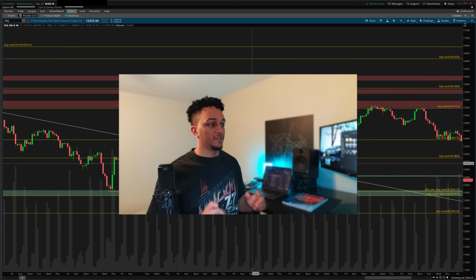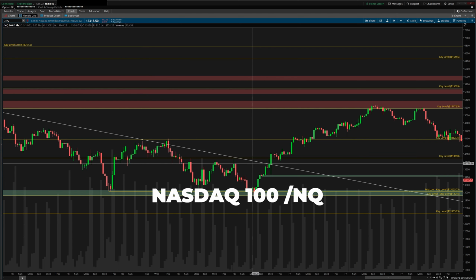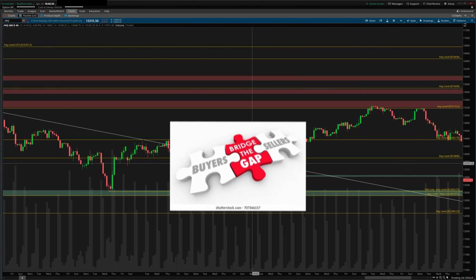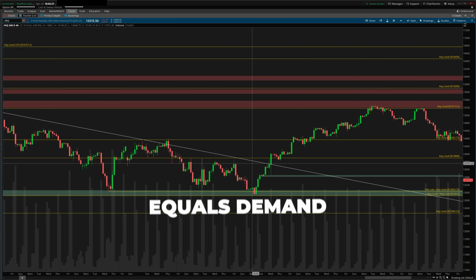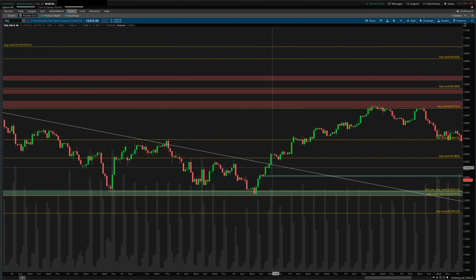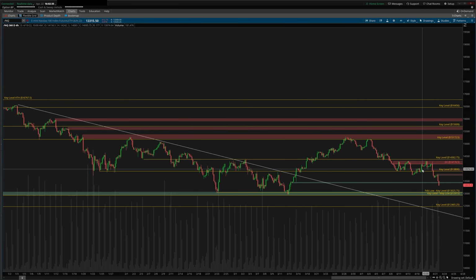Now, what you're seeing is the Nasdaq 100, and you're seeing a bunch of red and green boxes. Red equals supply, or in other words, where we can expect sellers to step in, and green equals demand, or where we can expect buyers to step in. Now, what you see here, zoom out a little bit. Look what you have here.